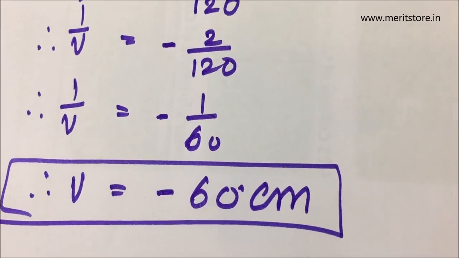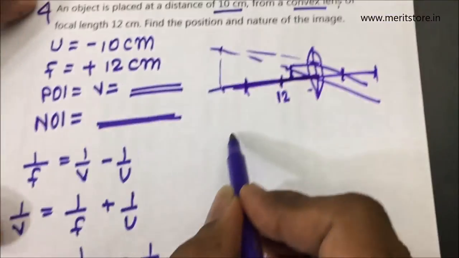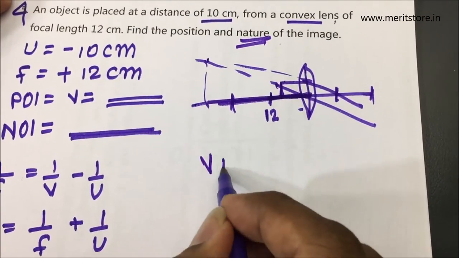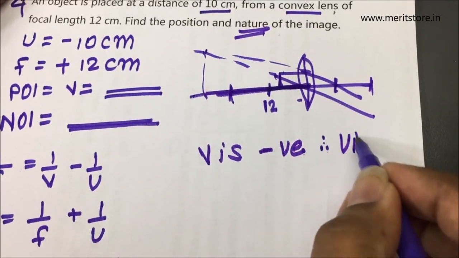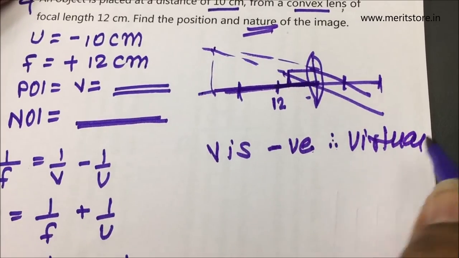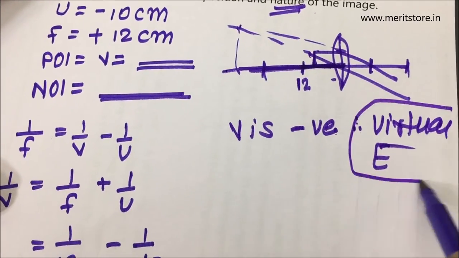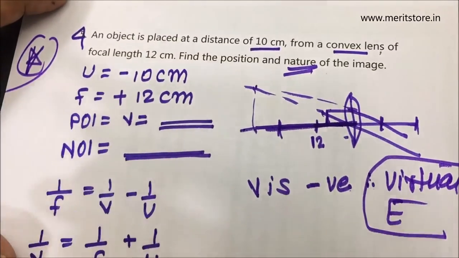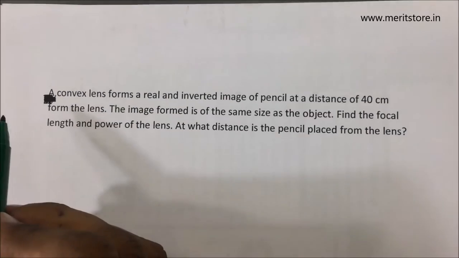You're understanding, right? Okay, so now we got the position of the image. What's the next question they're asking you? Nature. So V is negative. Therefore, this is virtual. And you know that virtual images are always erect images. So the nature is virtual and erect. A good sum. There's a high probability that sums like this could come. We do the next sum.